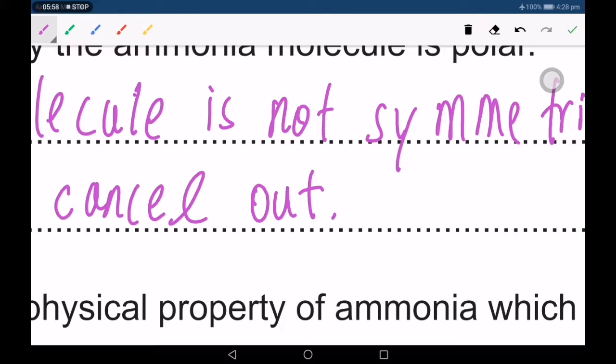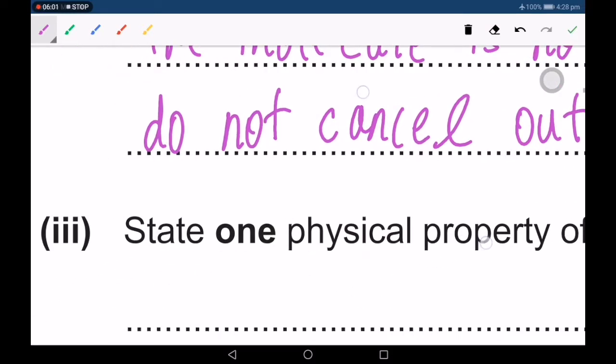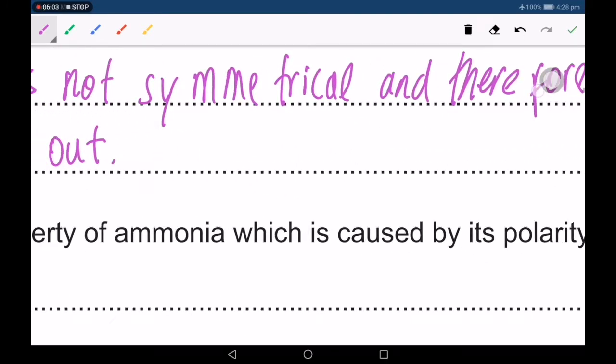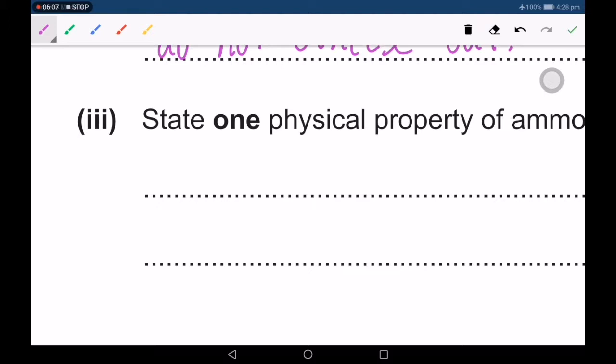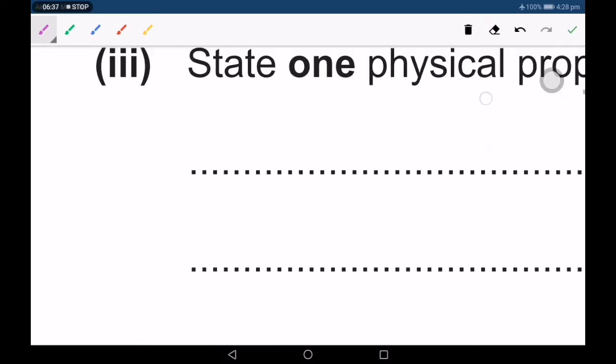Okay, so the next one: state one physical property of ammonia which is caused by its polarity. So yeah, it usually would have a higher boiling point because it's polar, right? It has polar bonds, and so it's polar. NH3 will have a higher boiling point than expected, or you can compare to methane, or you can just say it's soluble in water because it has formed a dipole. So I'm going with a boiling point because it makes sense.